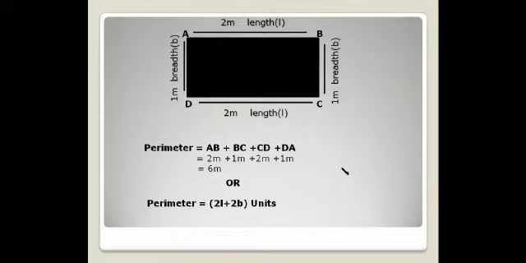2 length means 2 times the length plus 2 times the breadth, and it is measured in units. 2 into length. Length is what? 2 meters. So 2 into 2 plus 2 into 1. So 2 twos are 4, plus 2 ones are 2 meters. So 4 plus 2 is 6 meters. Now if you see in both the ways, the answer you get is 6 meters.